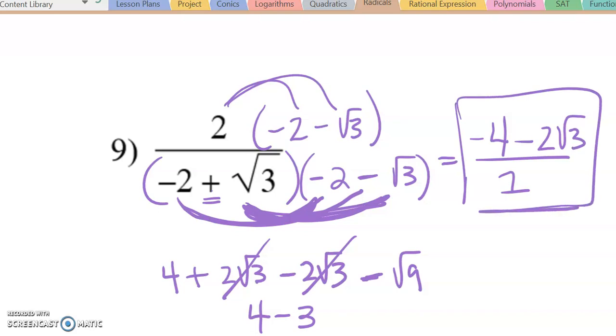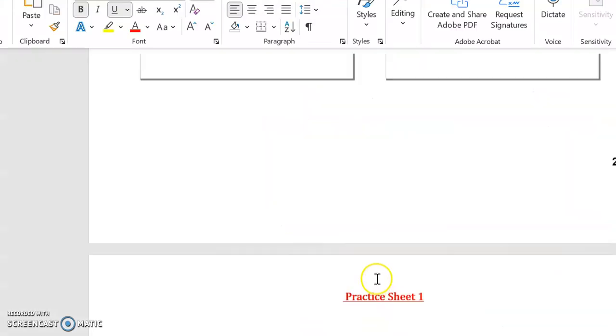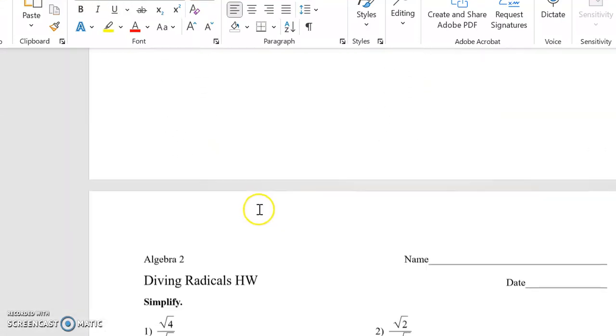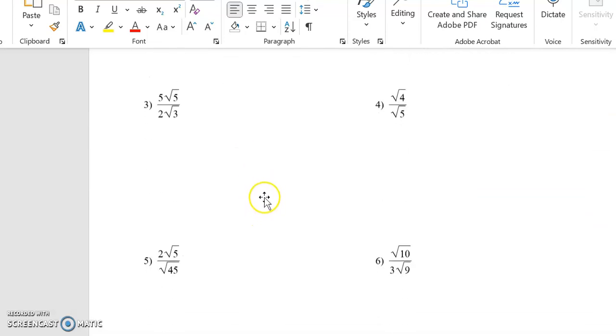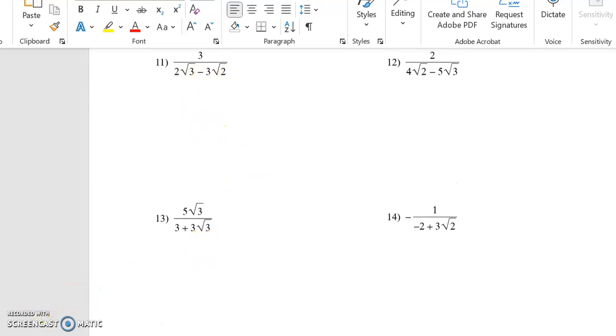All right, hopefully you can try some. I might supply another video on using a conjugate. You'll have some practice on IXL and Delta Math, but please go back to your PDF, radicals. These were the notes we were doing, and now I'd like you to try some practice here, trying some of the groups on the bottom. Thank you.